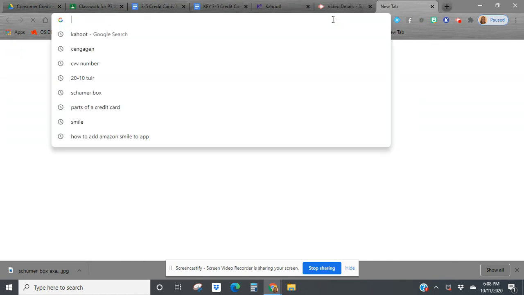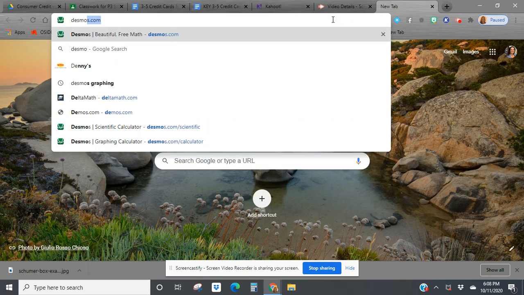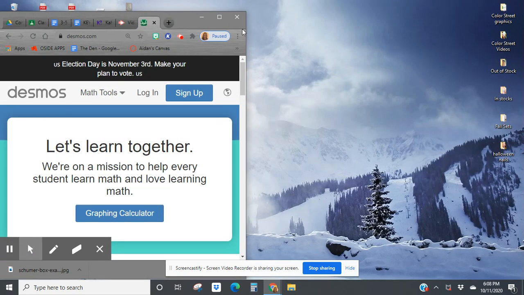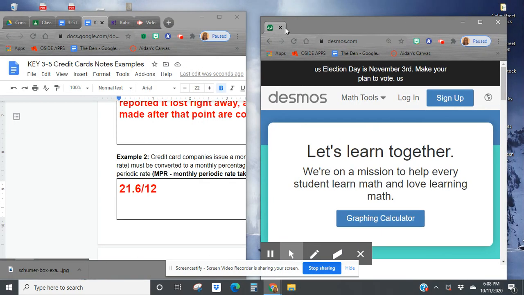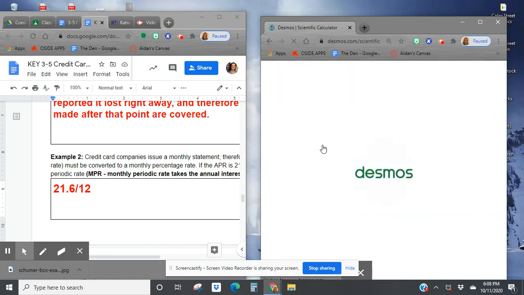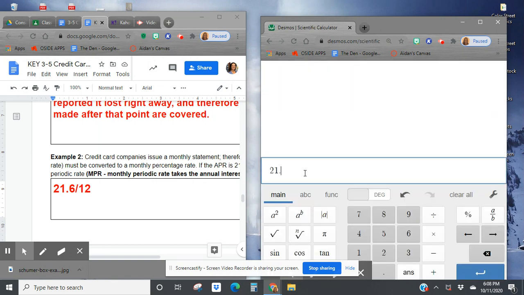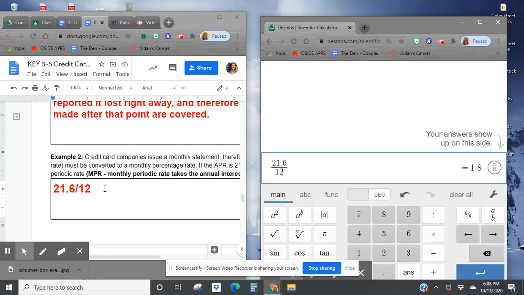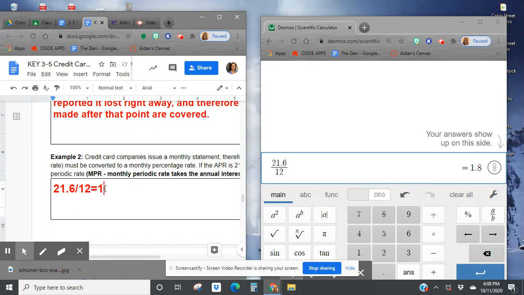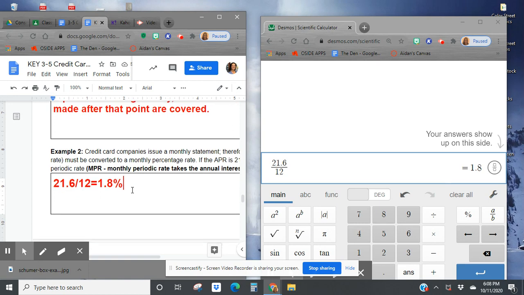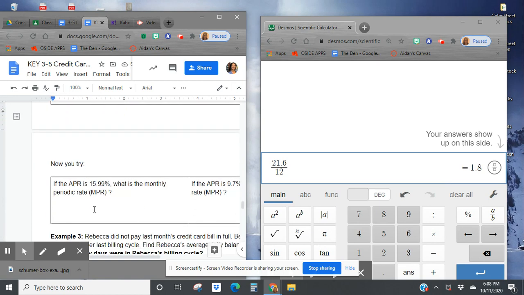So you're going to go into Desmos. Open up a new tab and do 21.6 divided by 12. And we're going to get 1.8%. Now this one, we don't move the decimal. You're just going to use the 1.8% as it is.